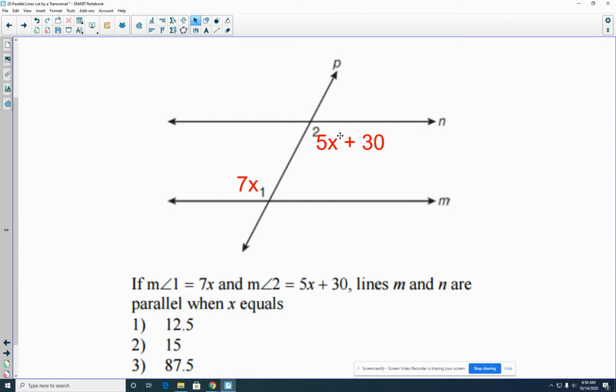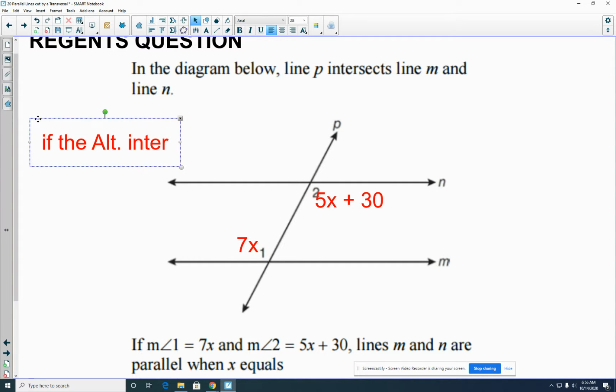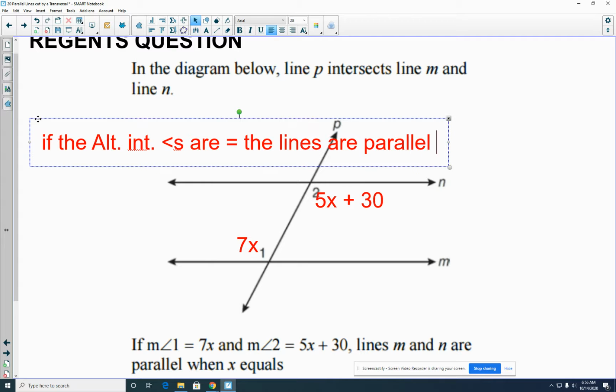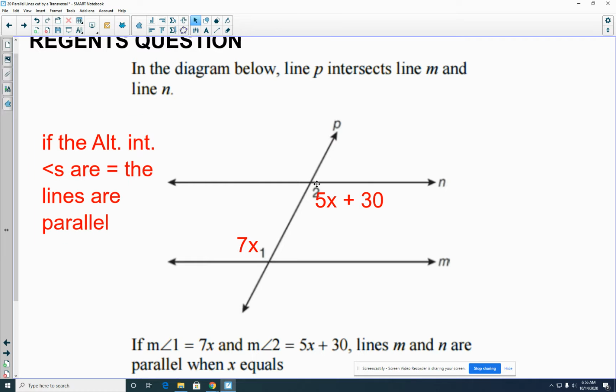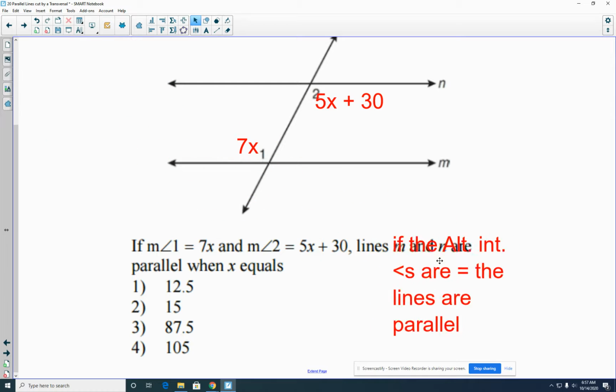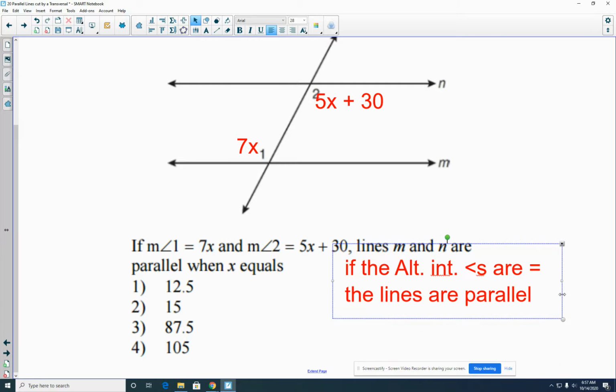These lines are parallel when x equals what? So how do I know what would make these lines parallel? These lines would be parallel if your alternate interior angles were equal. So if the alternate interior angles are equal, the lines are parallel. Okay, so I'm going to assume I want to make these lines parallel, so I have to set these equal to each other. I'm going to write myself an equation to solve, and I can now find the measure of x.